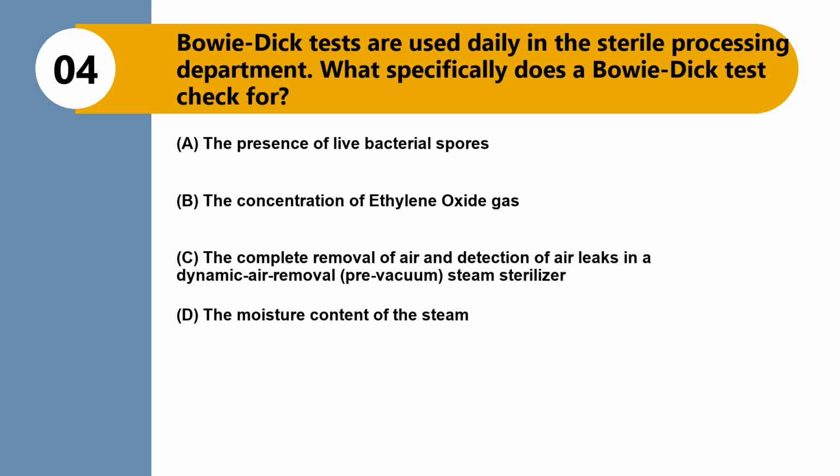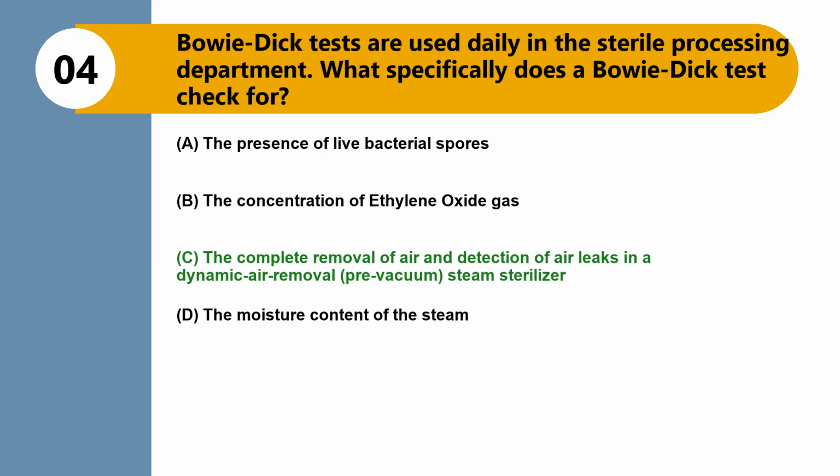Question 4. Bowie-Dick tests are used daily in the sterile processing department. What specifically does a Bowie-Dick test check for? Option A. The presence of live bacterial spores. Option B. The concentration of ethylene oxide gas. Option C. The complete removal of air and detection of air leaks in a dynamic air removal, pre-vacuum, steam sterilizer. Option D. The moisture content of the steam.